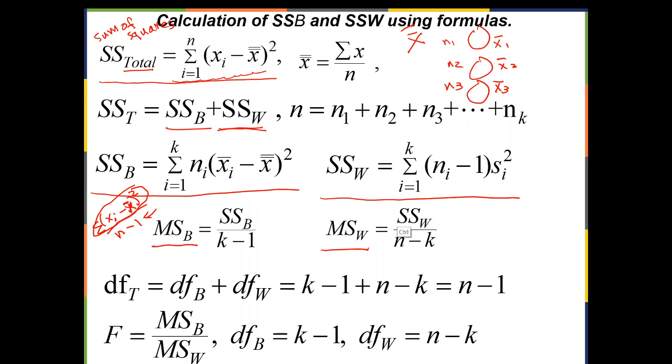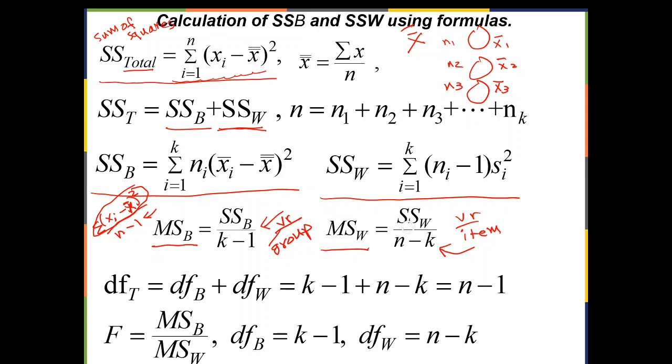So what is that? Remember the unit of this was per group. So the unit is variation per group, so the denominator should be the number of groups minus 1. And this one is variation per item. How many items do we have? We have n total minus what? Minus 3, because we had to calculate 3 means, and we lose 3 degrees of freedom. So that is variation per item. That's what the denominator is.